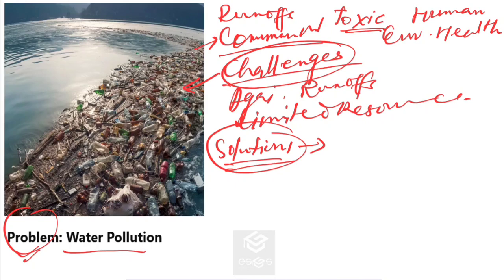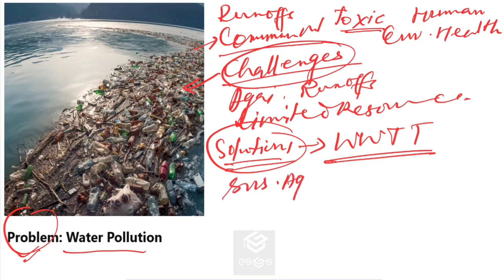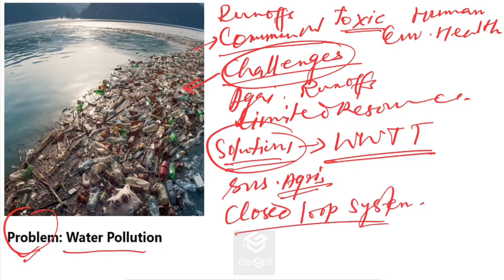The companies and the government can invest in wastewater treatment technologies to prevent harmful chemicals from entering water bodies. Also the promotion of sustainable agriculture practices such as using organic fertilizer and reducing agricultural runoffs, and water intensive industries should adopt a closed loop system. We call it a closed loop system. What is the purpose? Basically to recycle and reuse the water within the production processes.